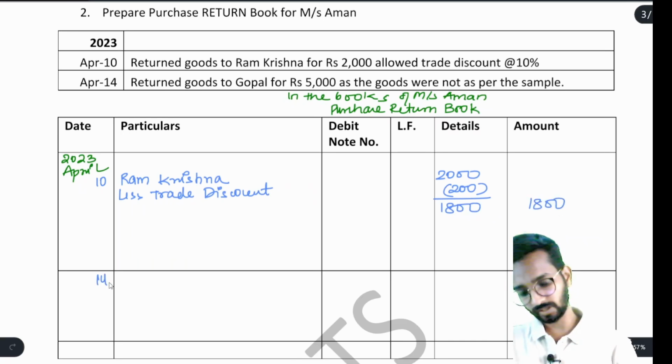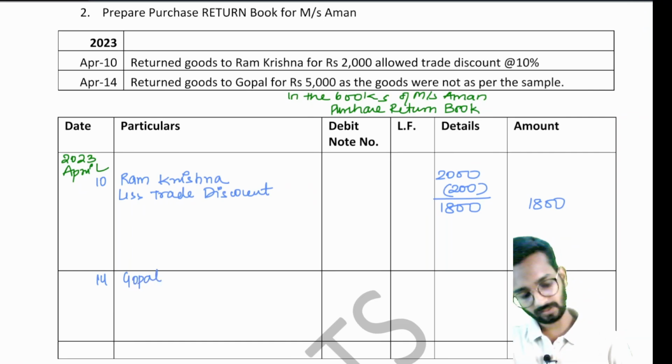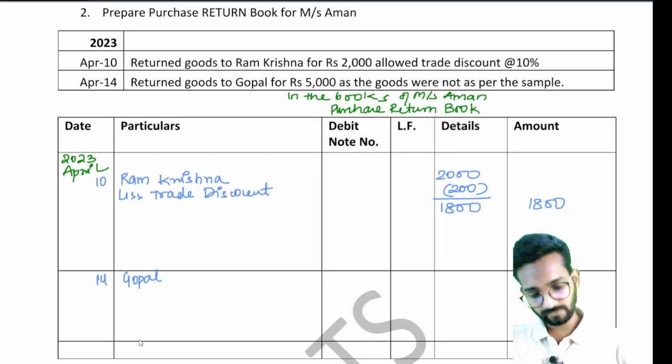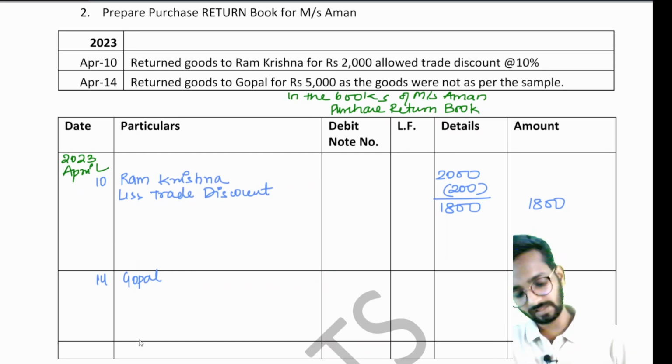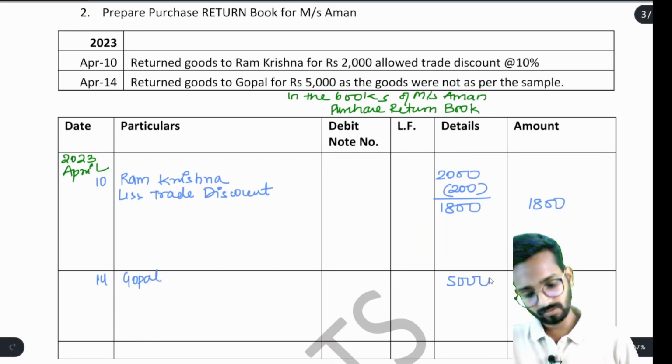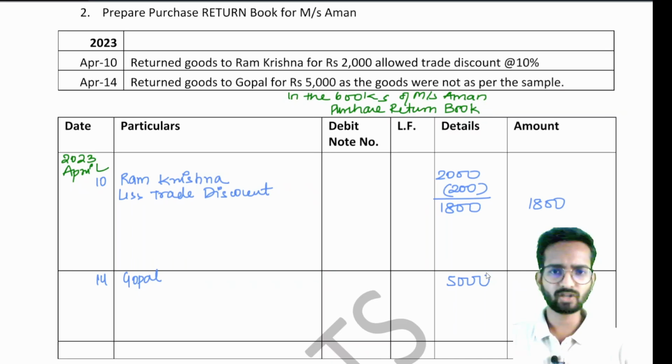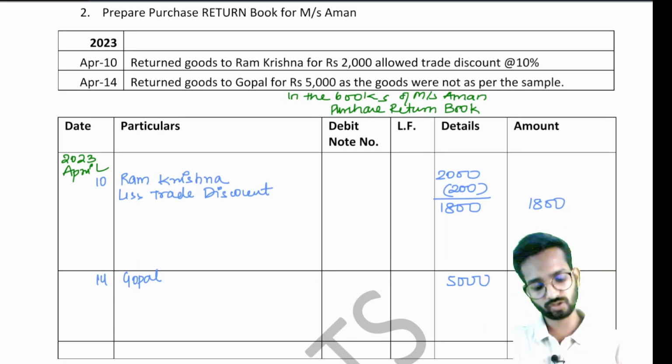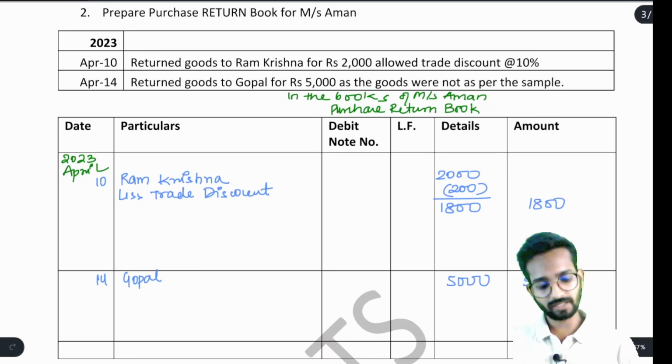After that, on April 14, returned goods to Gopal for rupees 5,000. We have returned goods to Gopal for rupees 5,000, so you will write here 5,000. The goods were not as per the sample, or there were defective goods, or whatever the reason, we had not ordered those goods and he has sent them. So we are returning those goods, 5,000. The amount will also be 5,000. So we will write the total here, 5,000 plus 1,800, it will become 6,800 in total.